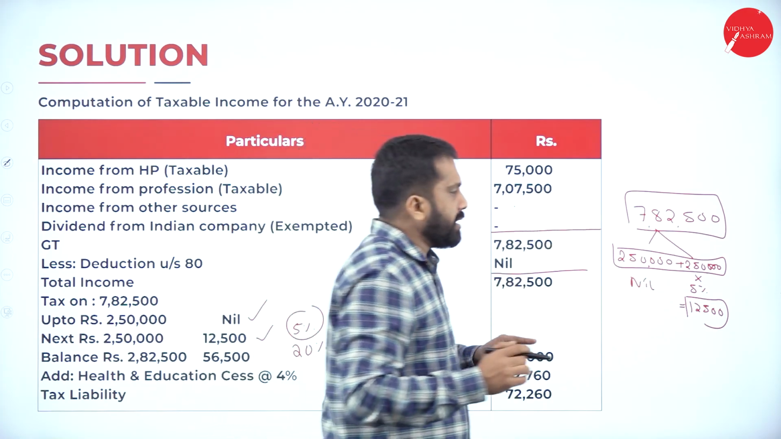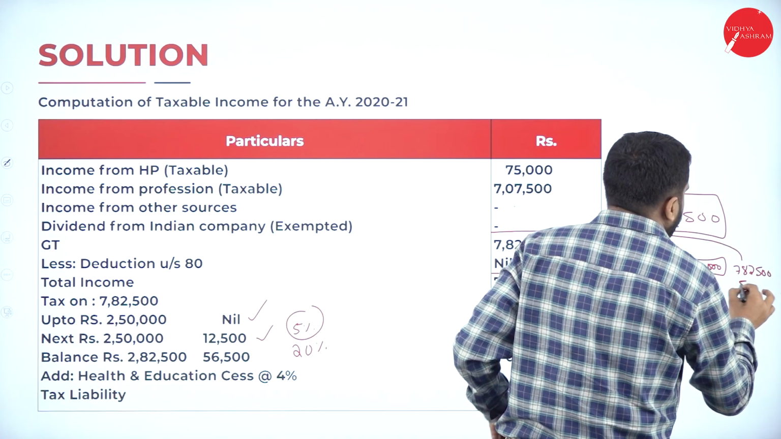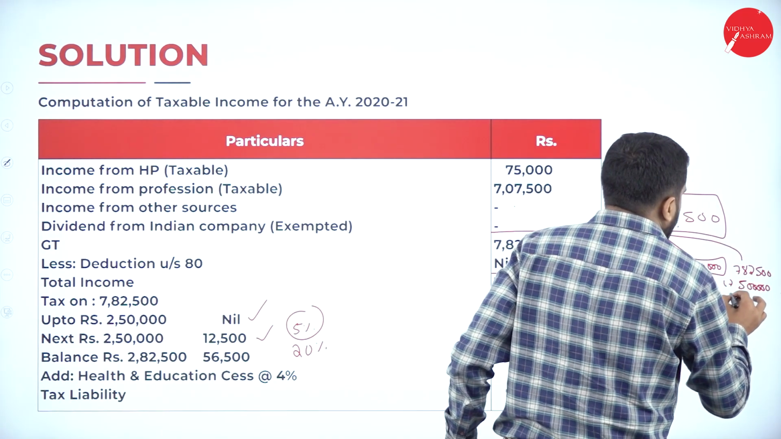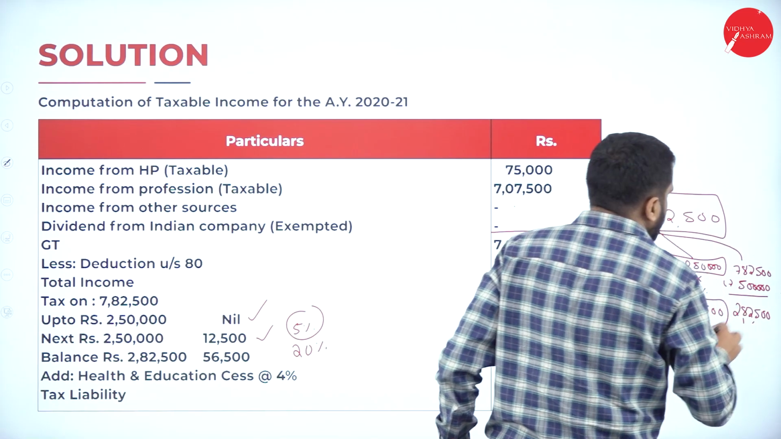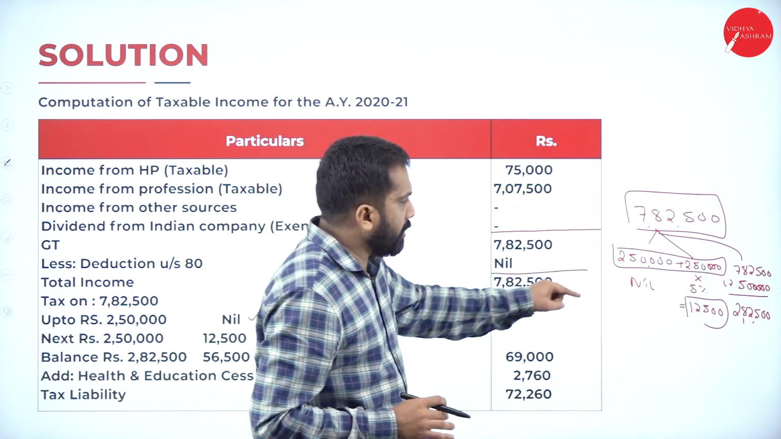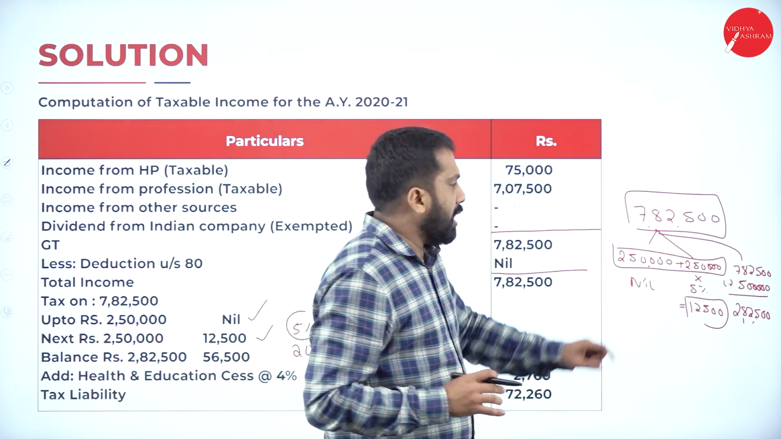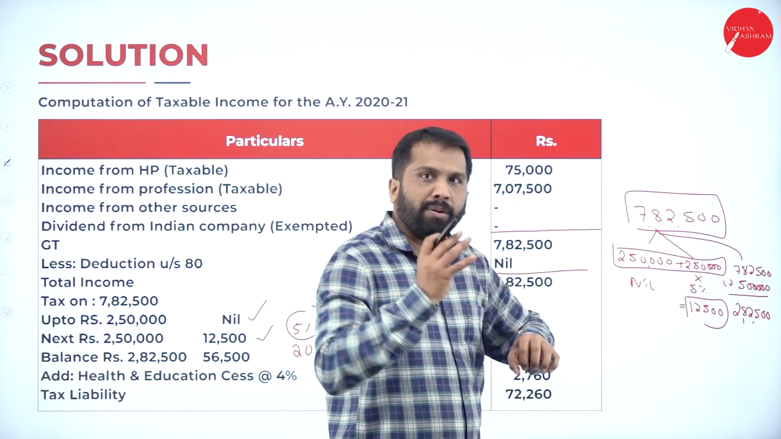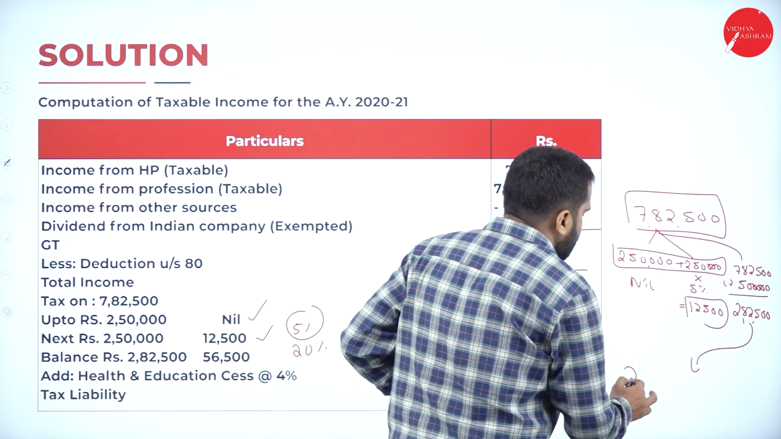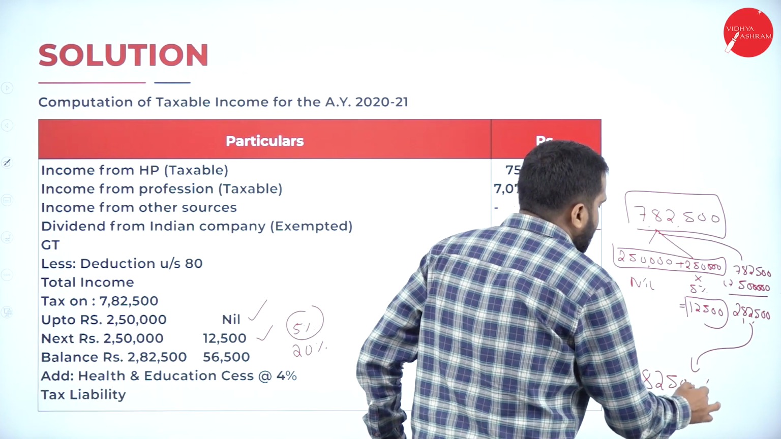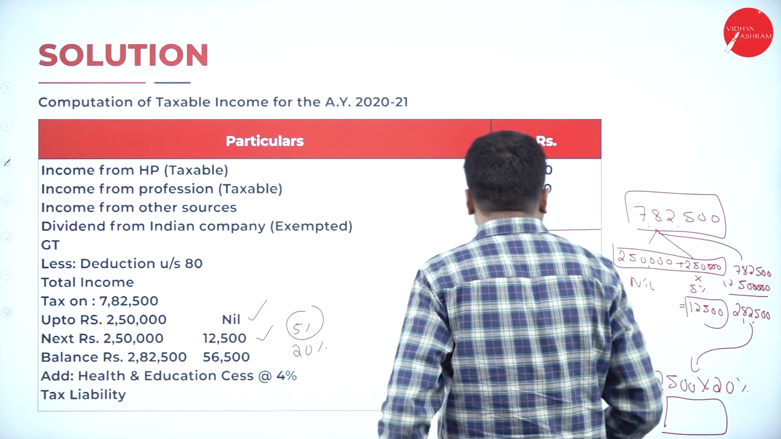Out of 7 lakh 82,500 minus 5 lakh, you will get 2 lakh 82,500. The fonts are very small actually, sorry. I don't have much space there. Now, 2 lakh 82,500, what? Your balance value. Out of 7 lakh 82, 5 lakh calculations are done. What is your tax? 12,500. The remaining is 2 lakh 82,500. 2 lakh 82,500 multiplied with 20%. How much will you get? You will get 56,500.